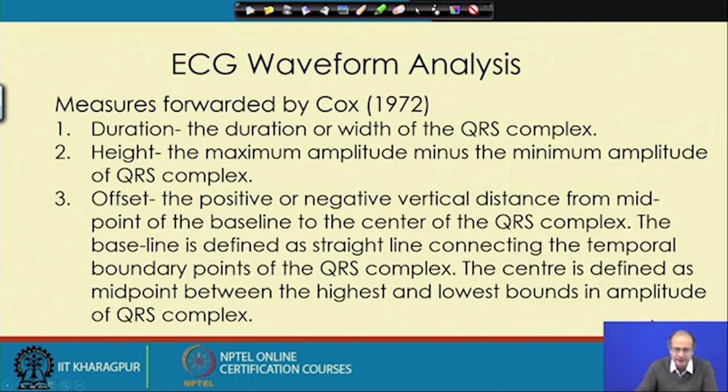The first is width, next is height. Two together give how much energy is concentrated in that, how quickly the changes are happening, and whether it is symmetric or not. We know it is not symmetric in most cases. So, how much is the asymmetry, the offset gives a measure of that.